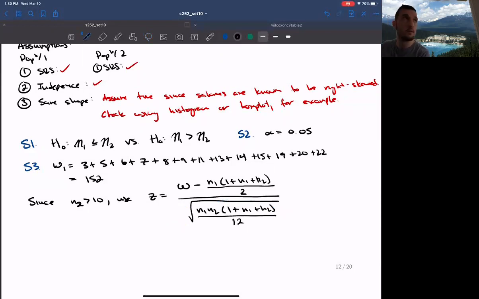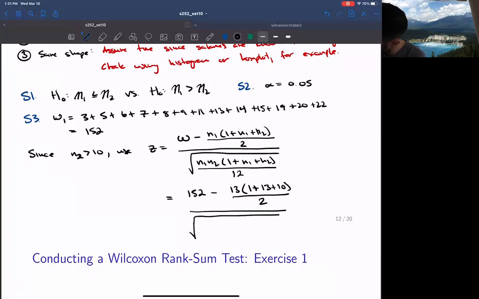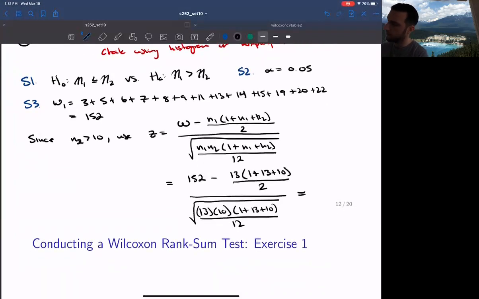Right, so this is going to give us 152 minus 13 times (1 plus 13 plus 10) divided by 2, divided by the square root of 13 times 10 times (1 plus 13 plus 10) divided by 12. And this is equal to 0.248.